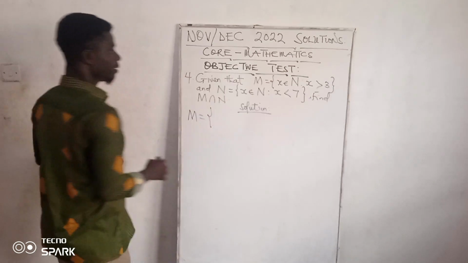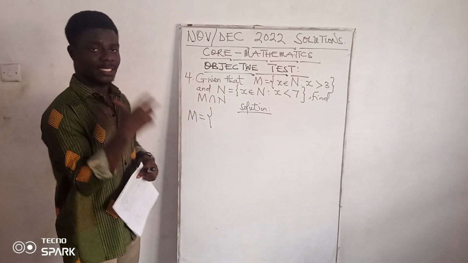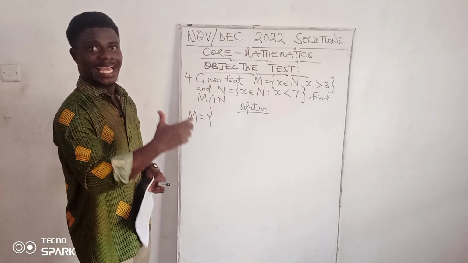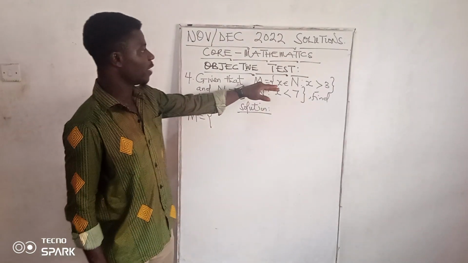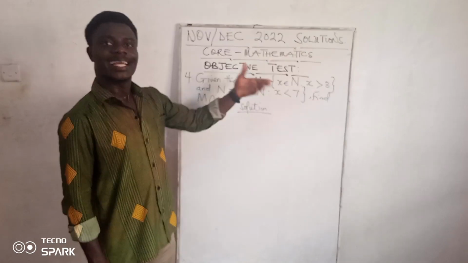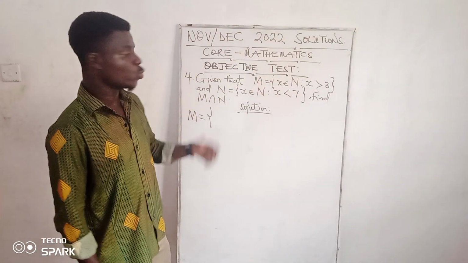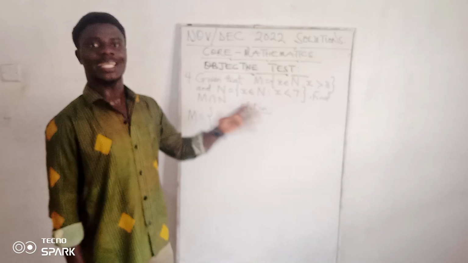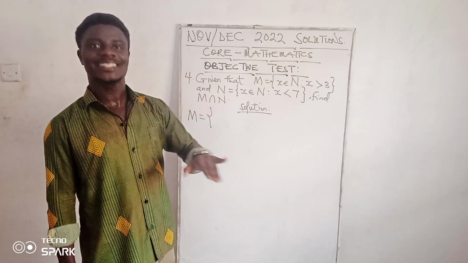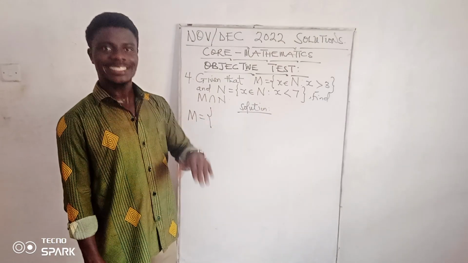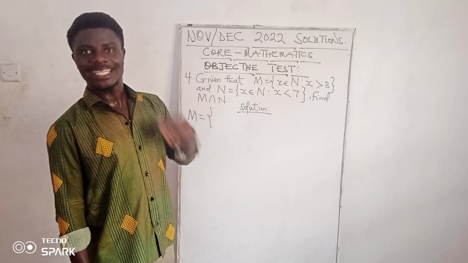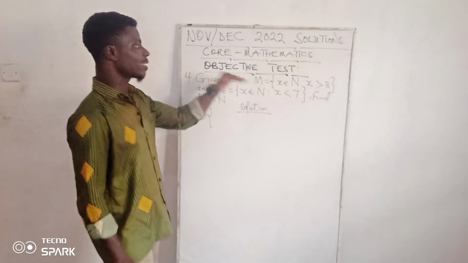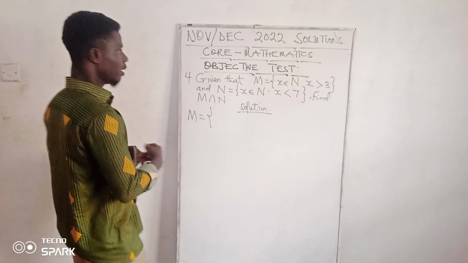How can I list this set M? This one is a Form 1 topic, which is sets and operations on sets. They have given you a set builder notation, so you have to use the set builder notation to list the elements, or the members, or the components, or the objects of this set M.